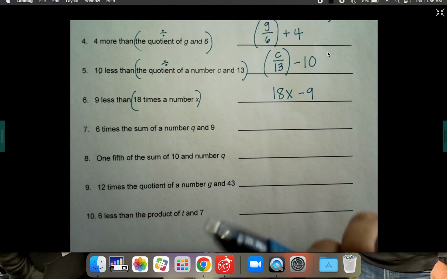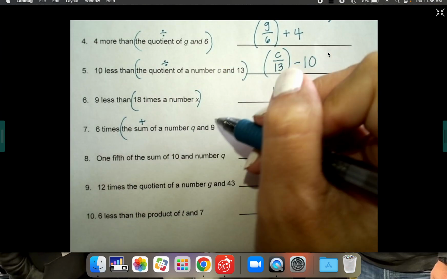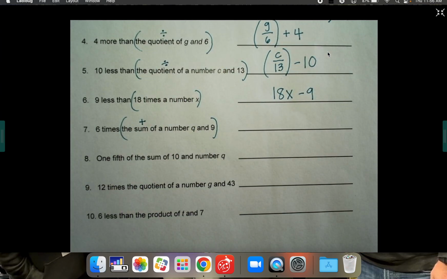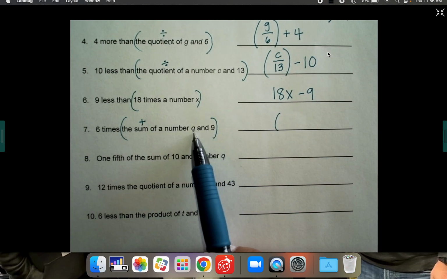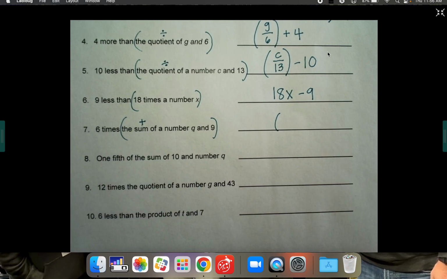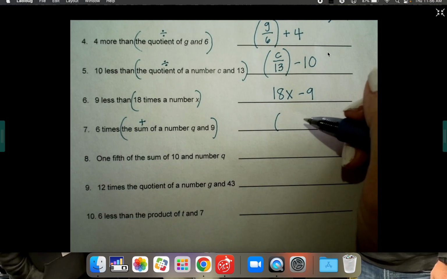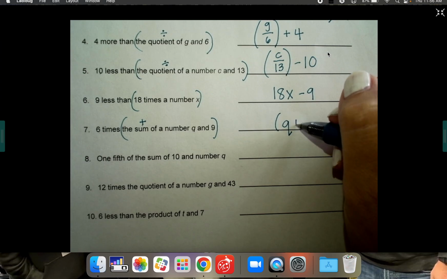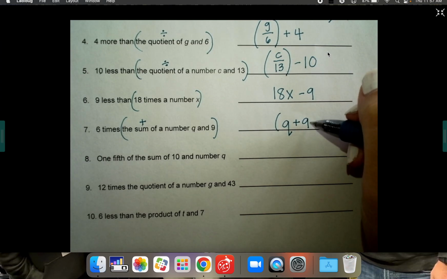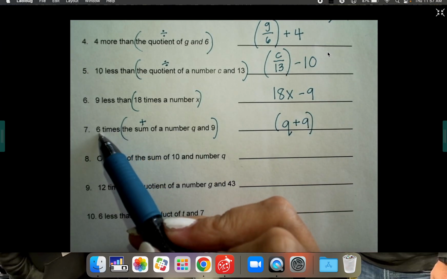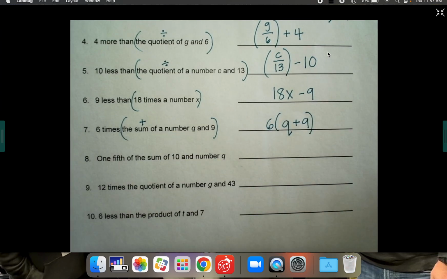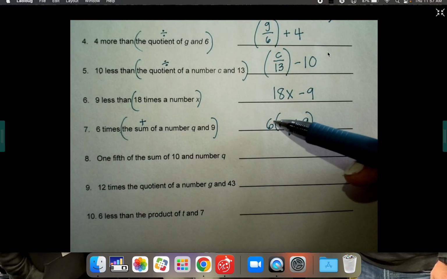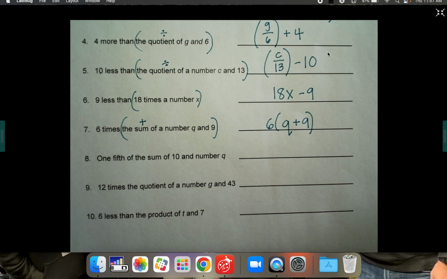6 times the sum, which means to add, of q and 9. So you're going to add q and 9, and then you're going to have 6 times that. So I definitely want to have this in parentheses because I want to know that we're adding these two first, and then we're taking it 6 times that many. So q plus 9, and then it's 6 times that. I'm just going to squish the 6 up front because we know that nothing means it's an invisible multiplication symbol.